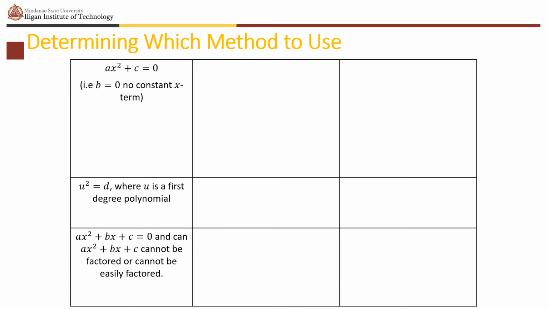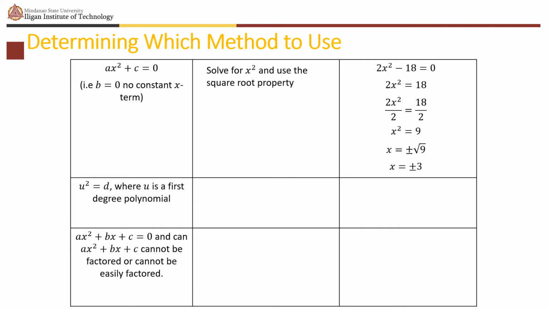So, in determining which method to use, if you have the form ax squared plus c equal to 0, wherein there is no x term, solve for x squared and use the square root property, like this. 2x squared minus 18 equal to 0, so there's no x term there. You simply write it as 2x squared equals 18. Divide both sides by 2. Come up with x squared equals 9. Then take x equals plus or minus square root of 9. It should give us x equals plus or minus 3.